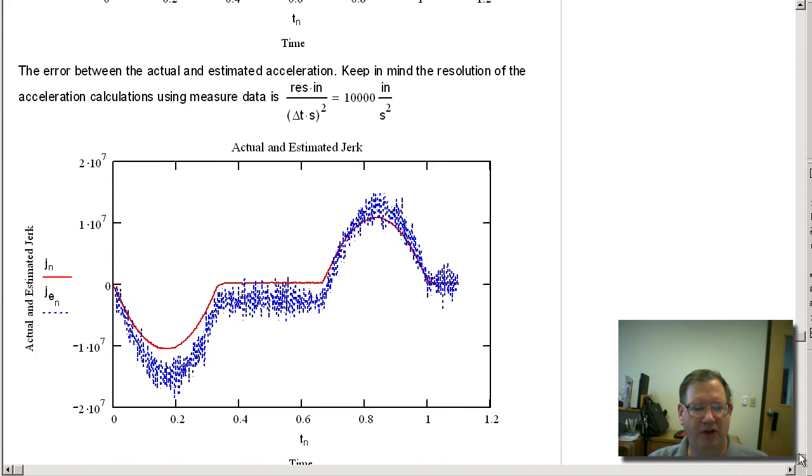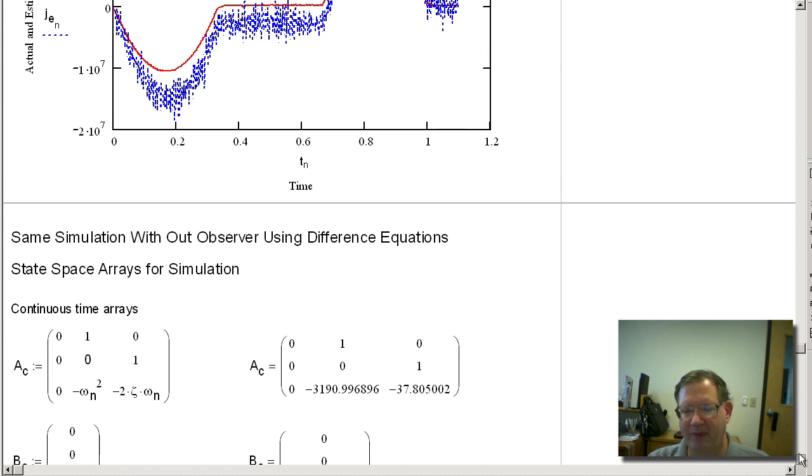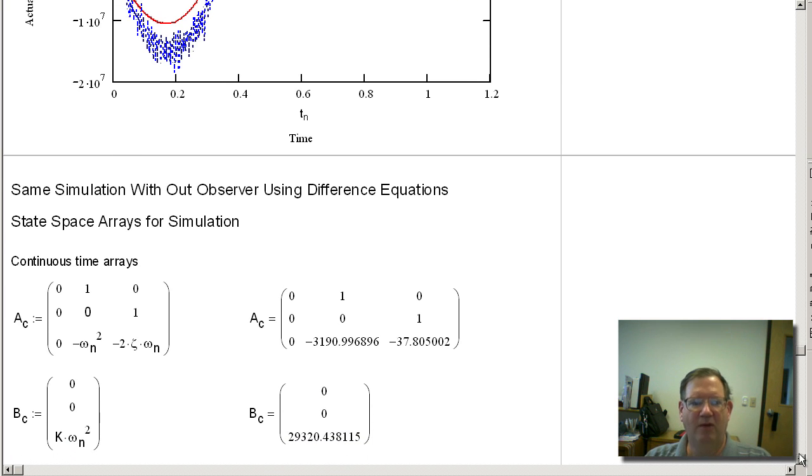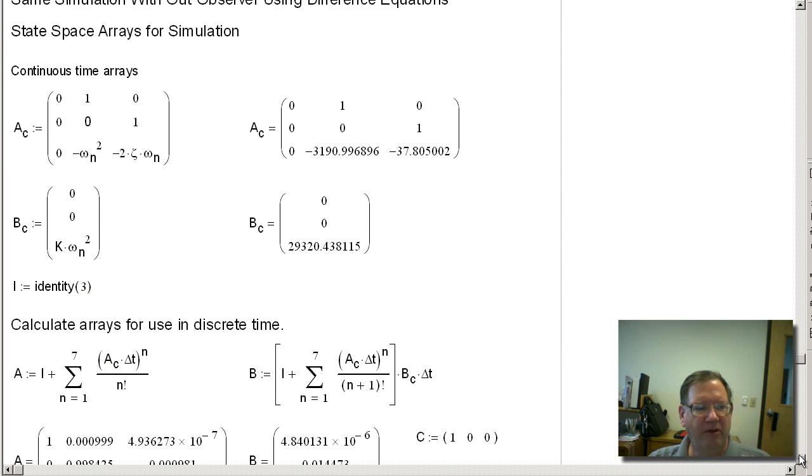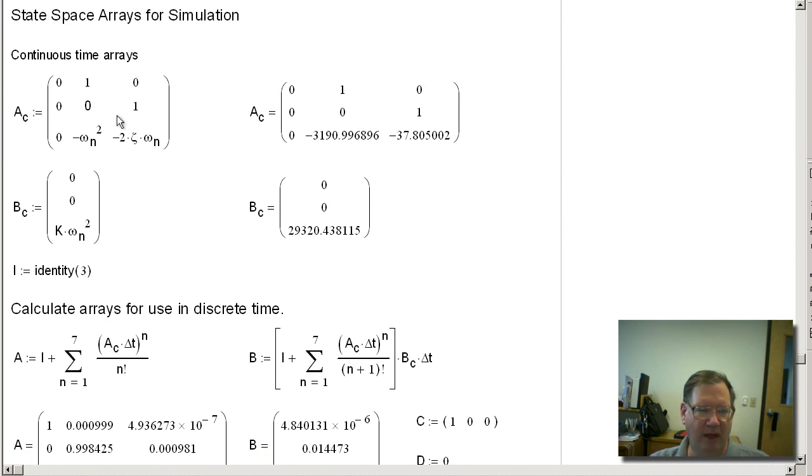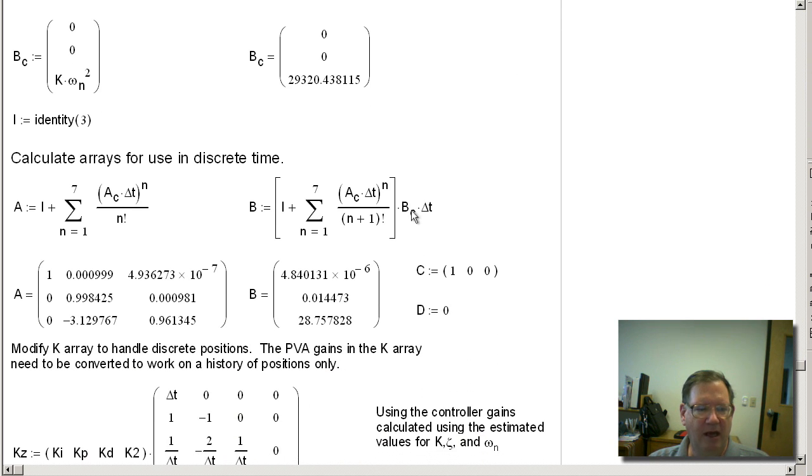And I do the same thing for jerk. Now, let's see what a big difference it makes. I'm going to use the same parameters, but I'm going to use a difference method for the PID control. I'm going to show you without the observer how poor the control is. So this is my continuous time in my state space arrays right here. And this is doing the same thing as a MATLAB EXPM equation.